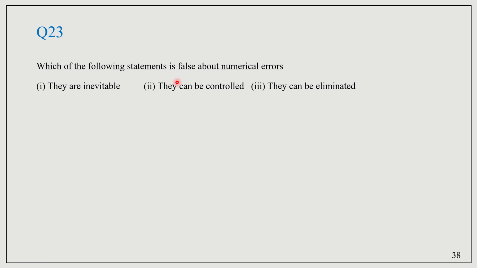So going to question 23, we have: which of the following statements is false about the numerical errors? Option A, they are inevitable. Option B, they can be controlled. Option C, they can be eliminated. We have 3 statements and we need to identify which of them is false. First one, they are inevitable.